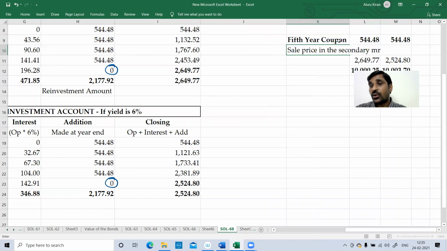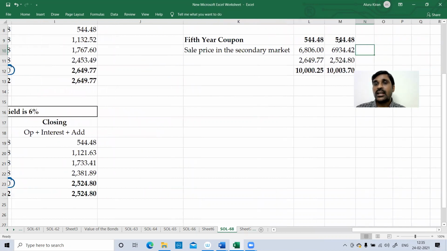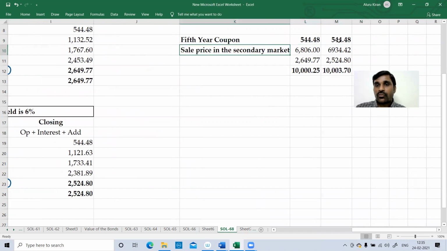Why? Because I'm not selling to the company. I'm not redeeming with the company, because the company will redeem only after 6 years, but I want money after 5 years. Therefore, I cannot go to the company. If I can wait till the end of the 6th year, yes, I can go to the company and collect from the company. But I want money after the 5th year only. Therefore, I have to sell in the secondary market. Therefore, reinvestment proceeds. The reinvestment proceeds, the total is 10,000.